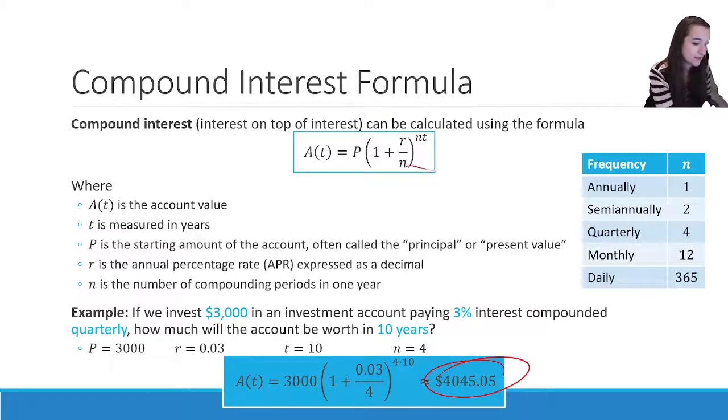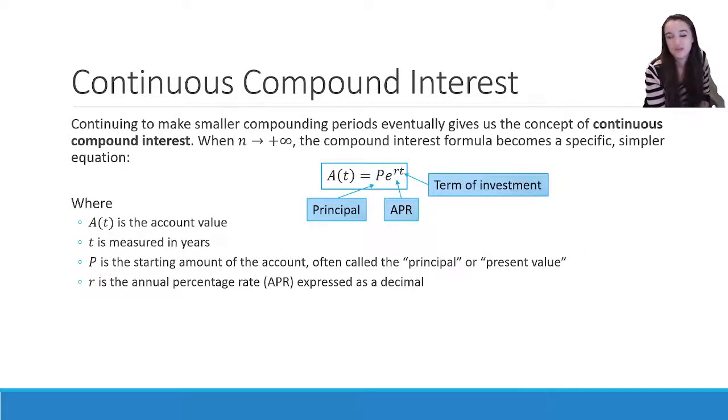So if I make n infinity, if I take both of these n's to infinity, what happens? E shows up. Again, not something you need to understand. A very, very smart mathematician figured this out for us, so we don't need to. Though if you take calculus and beyond, you may eventually derive where E came from. So for right now, we get this equation: A of t equals P e to the rt, often referred to as PERT.